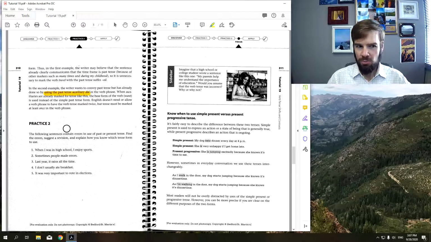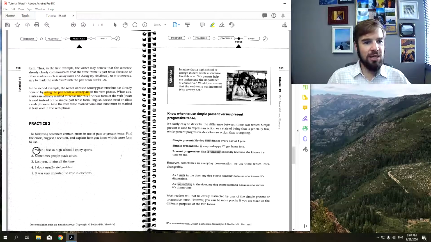So again, let's pause, look at practice 2. Now, the following sentences contain errors in use of past or present tense. Find the errors, suggest a revision, and explain how you know which tense form to use. Again, like usual, I'll do one example together. So, when I was in high school, I enjoy sports.